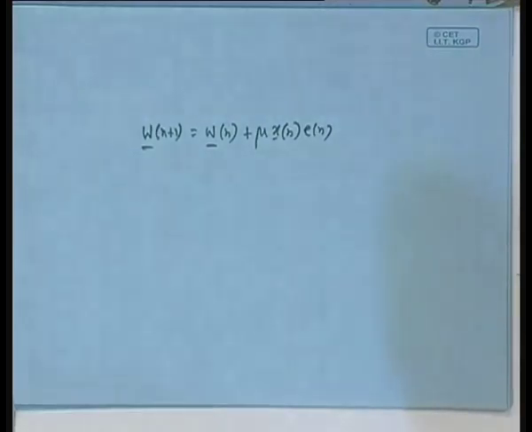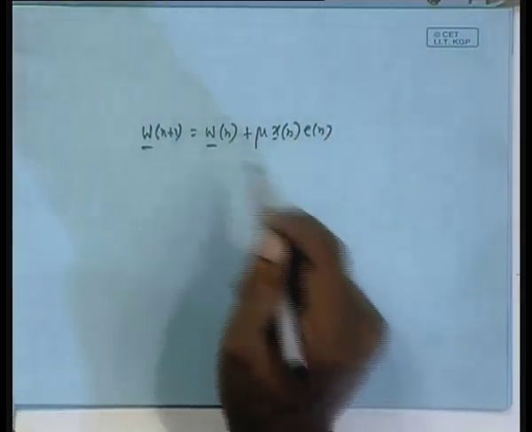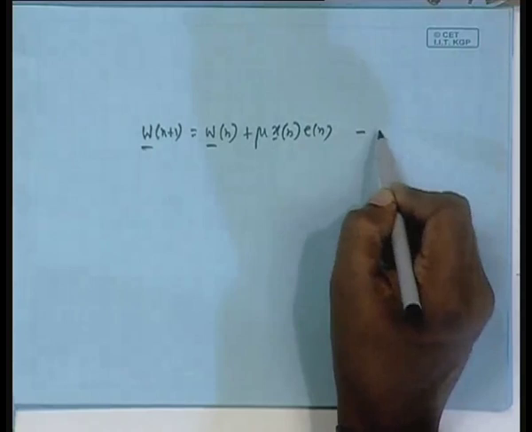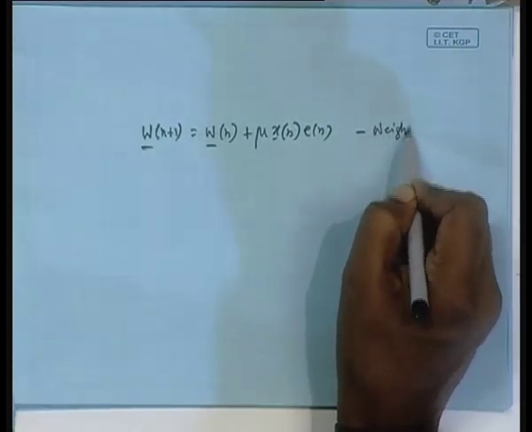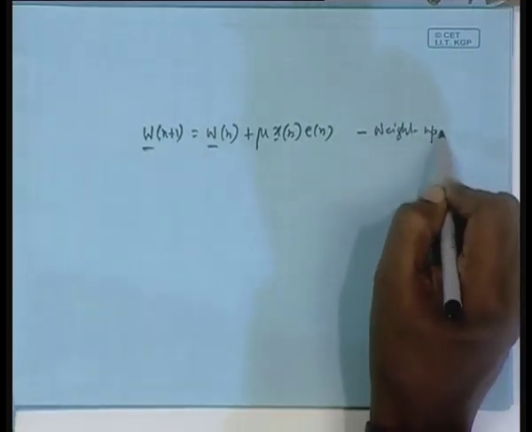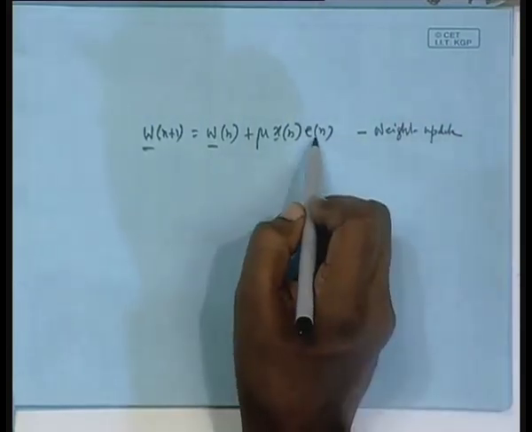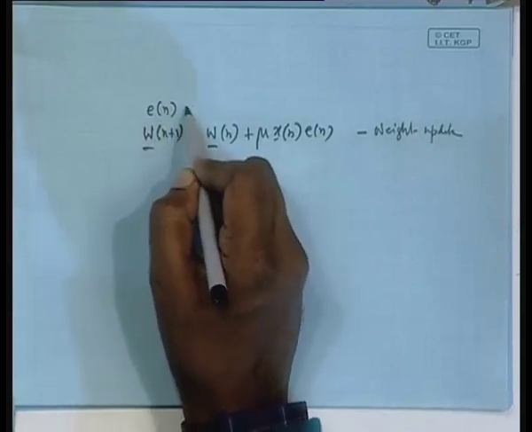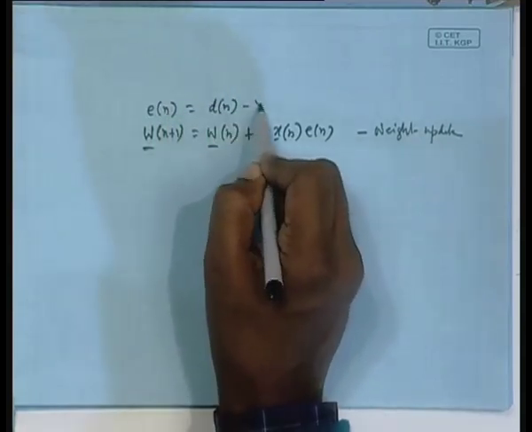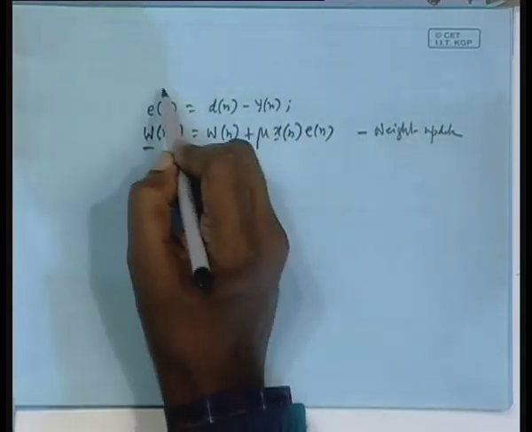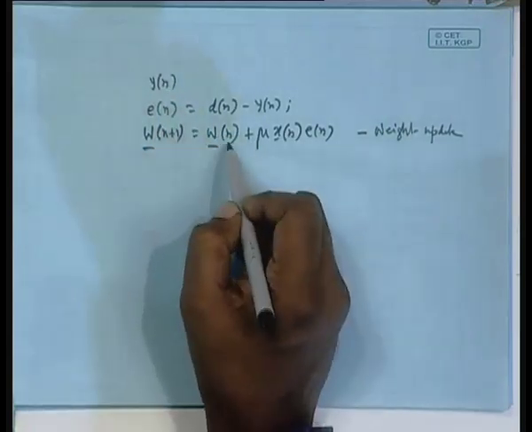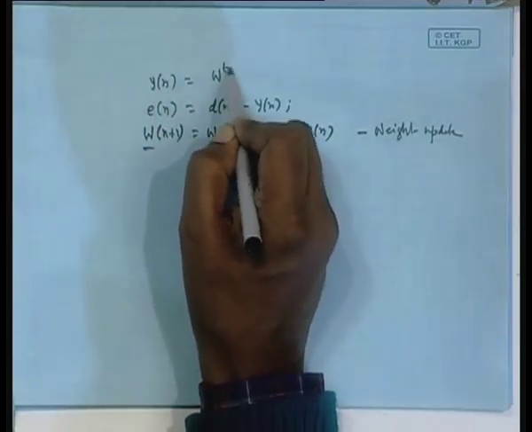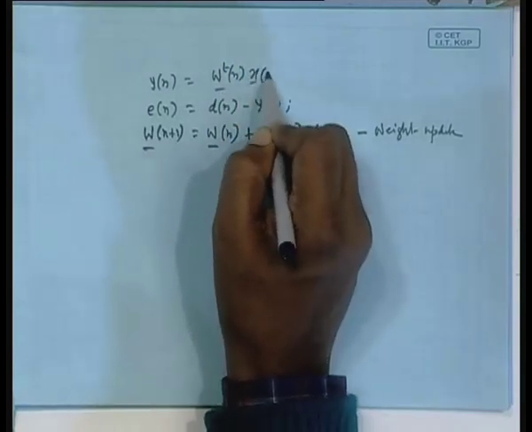So, this is the algorithm, but what are the steps? This is one step called weight update, filter coefficients also called filter weights, weight update. But before that I must have e n, is it not? So, what is e n? e n is d n minus y n, and therefore, I must have y n. What is y n? y n is, in terms of the given w, w transpose n x n vector.